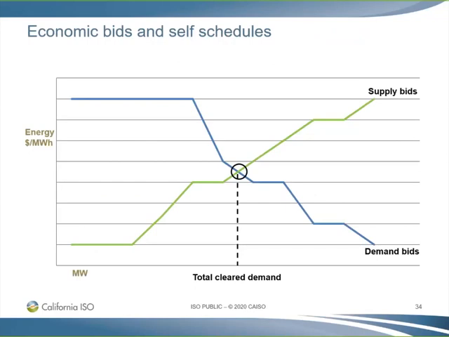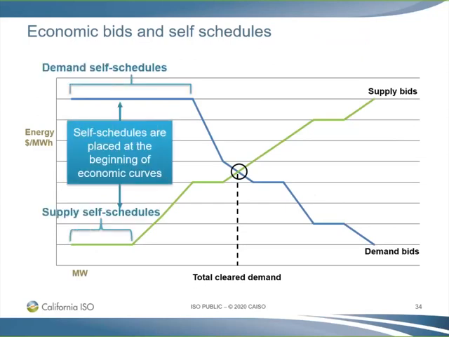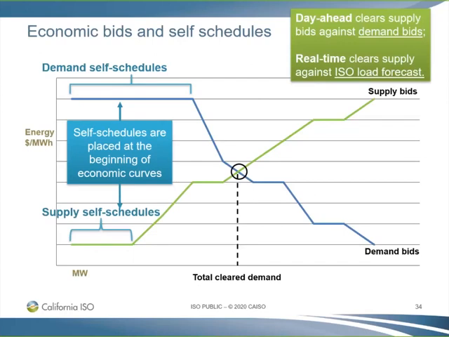All of the scheduling coordinators have submitted their bids into the day-ahead market on the day before the operating day, and here's how they stack up. The self-schedules are at the beginning of the curve because they are indifferent to the prices and they will clear the market. As I mentioned before, the place where the supply and demand cross indicates the amount of supply and demand that clears in the day-ahead market.